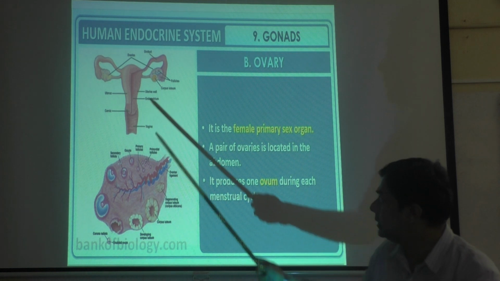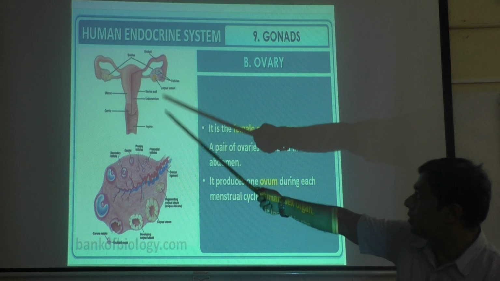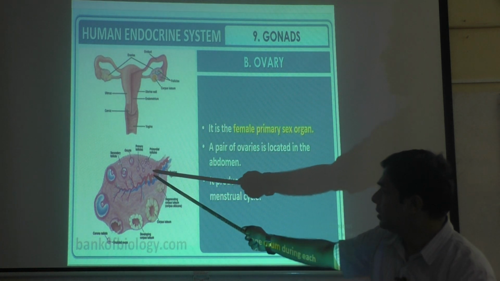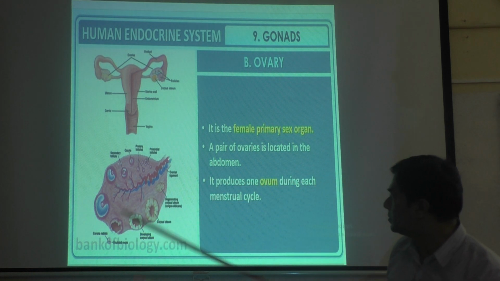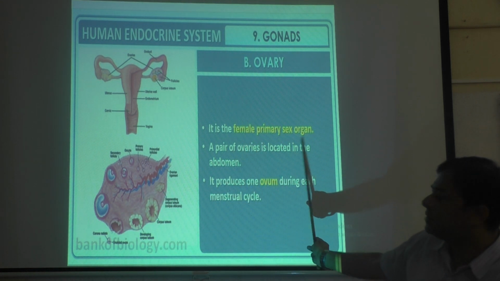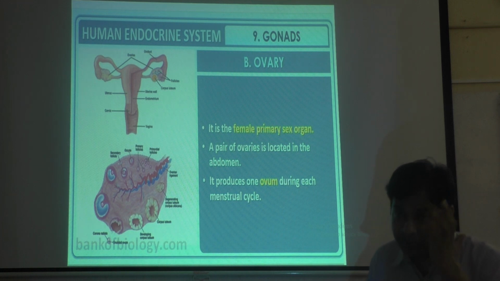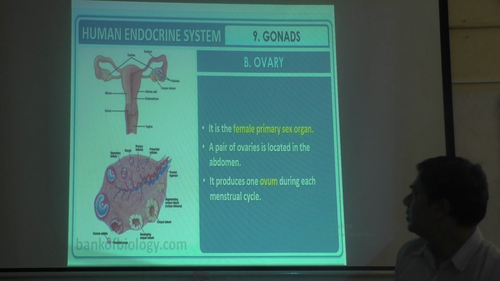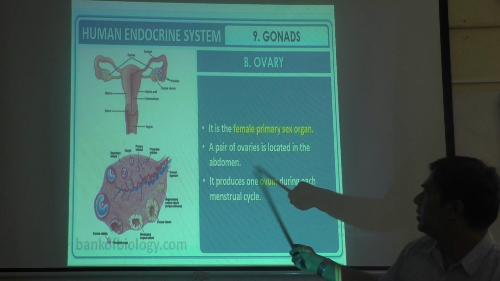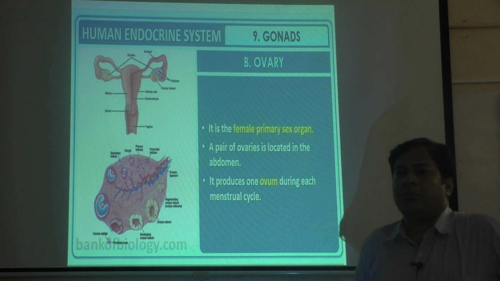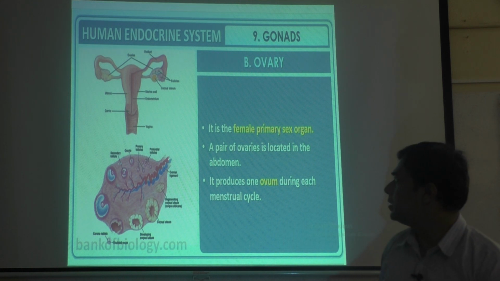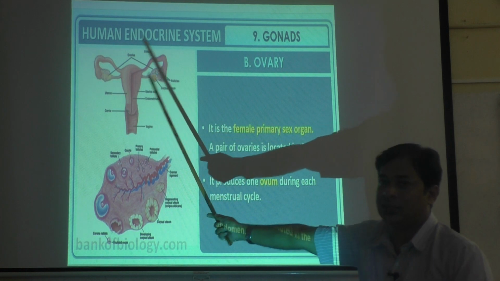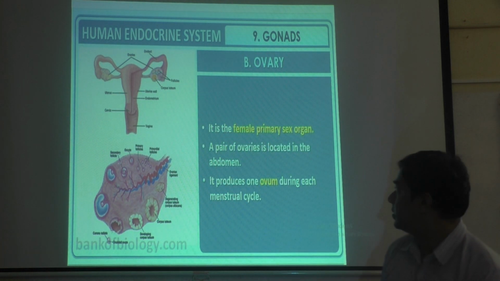Okay, you can see there they are showing the structure of female reproductive system, and these are the two ovaries on either side. And when you take cross section of ovary, it looks like this. So it is a female primary sex organ which is required for production of egg. You know this, in high school you have learnt it. A pair of ovaries are located in the lower abdomen. You can see that inside there are two ovaries, left and right side.